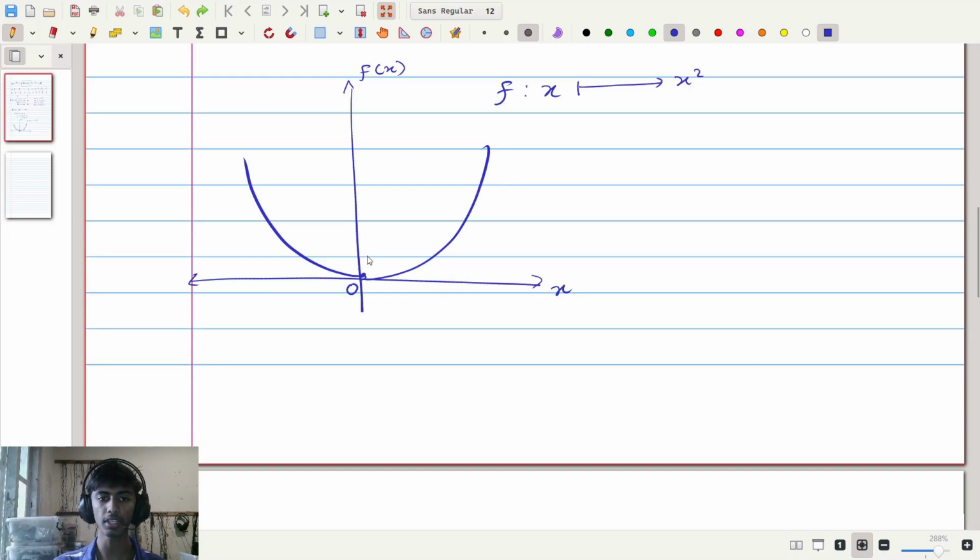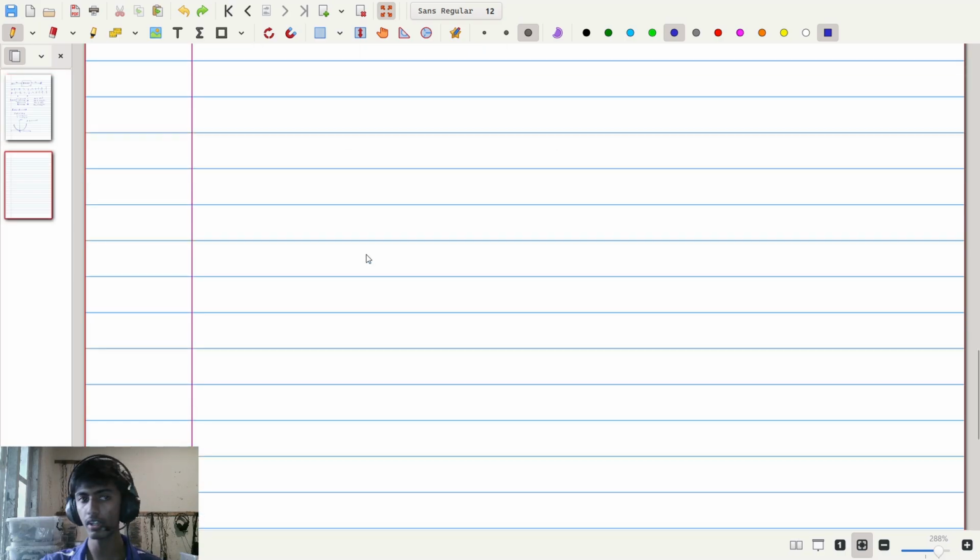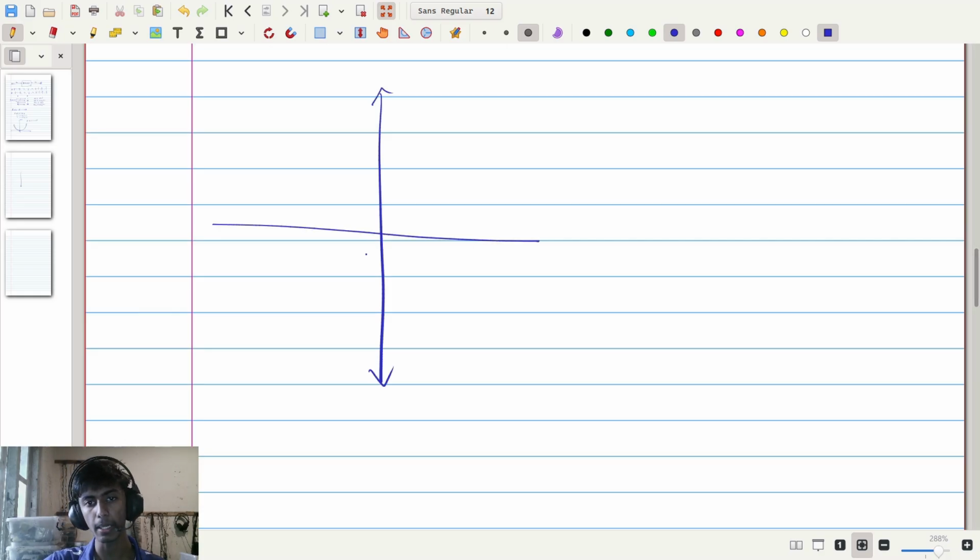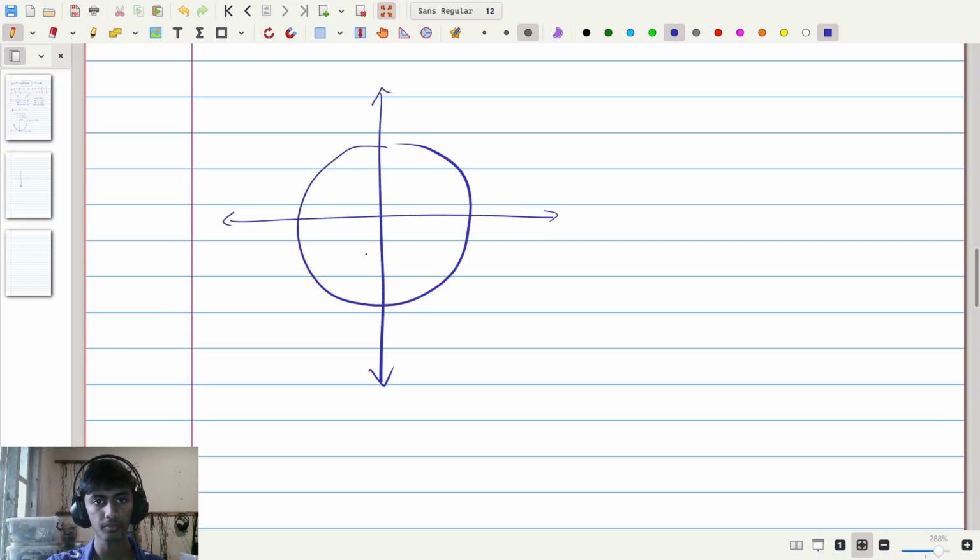Compare this to something like a circle. The graph of a circle is not a function, and I'll show that to you right now. Consider the x and y axes, and a circle would be something like this. In this case we can see, I'm going to label these x and y, for any x there are two y values corresponding to it, and for any y value there are two values of x corresponding to it.